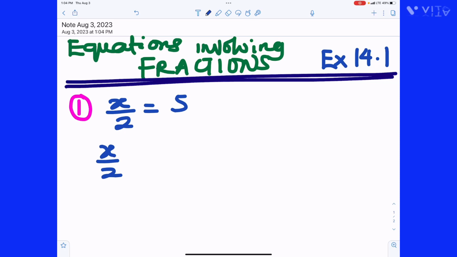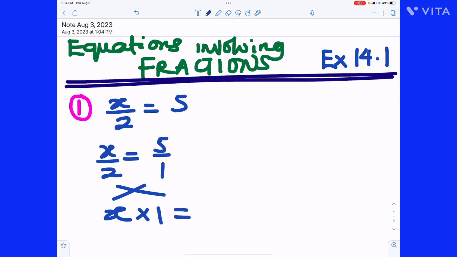involving fractions. Question 1 here says x over 2 is equal to 5. To do this, just put 1 under 5, cross multiply. X times 1 will give you x. Okay, let me do the cross multiplication completely.